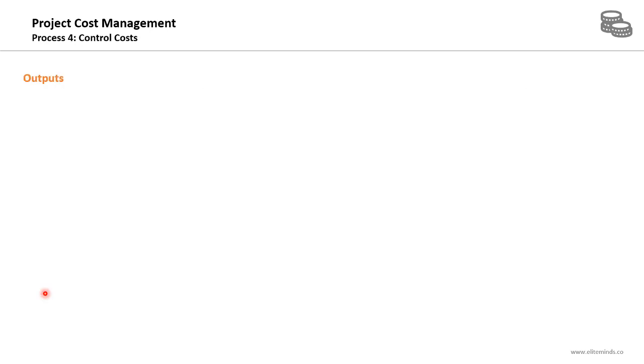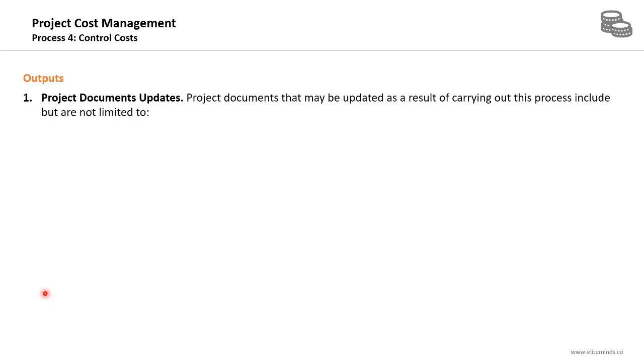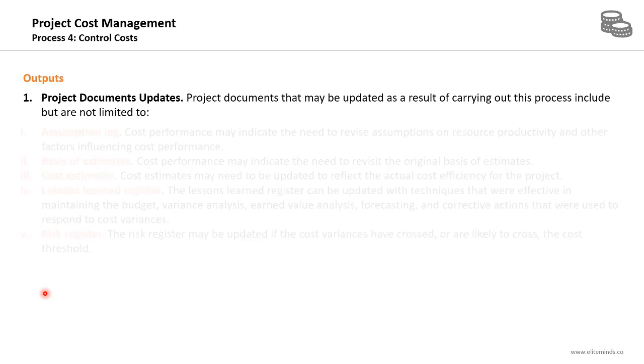Now the outputs of this process. Don't worry about more examples of the earned value analysis. Go to the focus on math section, you will find a lot of examples regarding this technique. Now the outputs of the control costs process, starting with updates to the project documents.